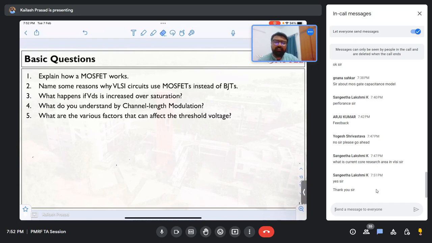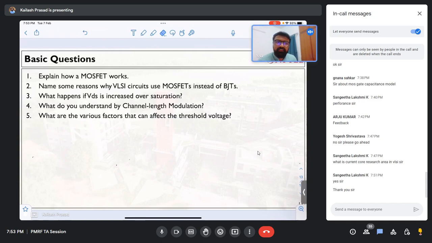Now the question is, can anybody explain to me how a MOSFET works? What is the basic operating principle of a MOSFET? Anyone? Student, you can unmute yourself and please explain. I expect you may be able to answer this kind of question. Can you tell me what the basic of a MOSFET is? Anyone? Metal oxide semiconductor field effect transistor, sir.